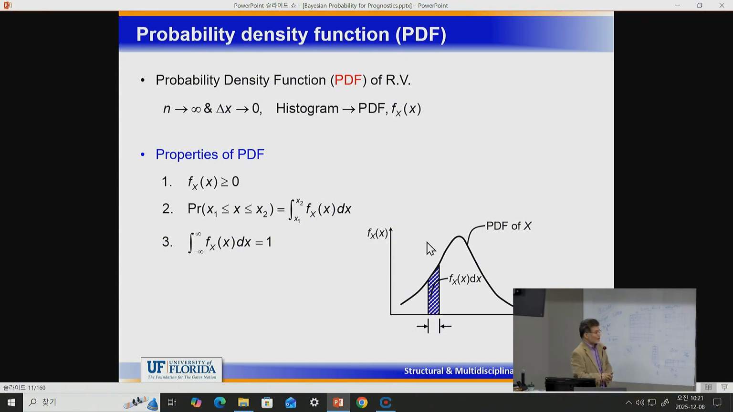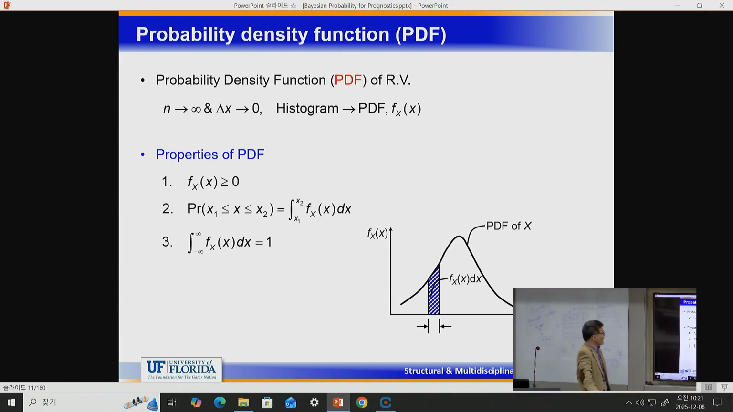So far the fonts are good. Sooner or later the font will be broken. I will try to fix the problems. But this is the common probability density function.